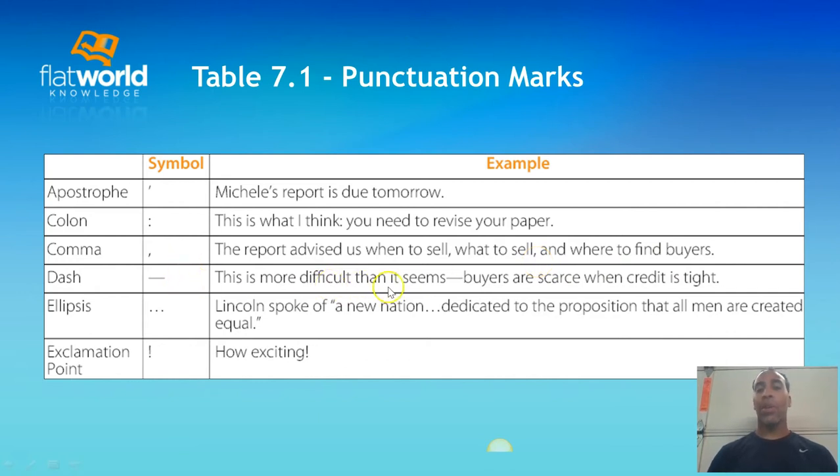Dash: this is more difficult than it seems. Dash: buyers are scarce when the credit is tight. Ellipsis, and a lot of people don't know that. You guys probably all use it because you send somebody, are you going to the store or not? ... Right? But it's called an ellipsis. Lincoln spoke of a new nation, ... dedicated to the proposition that all men are created equal. And exclamation point: how exciting!